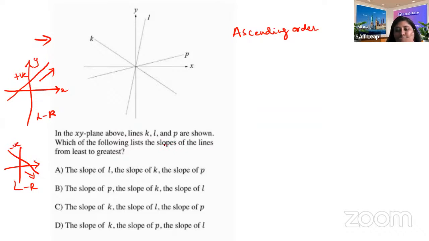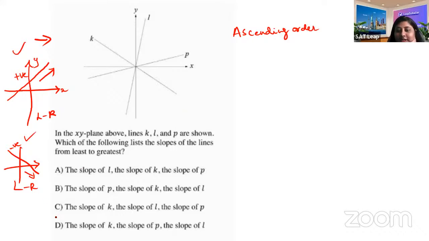Which is going to be the least one, guys? Based on positive and negative, you can identify that one. Which is going to be the least one? Suhani, correct? D.